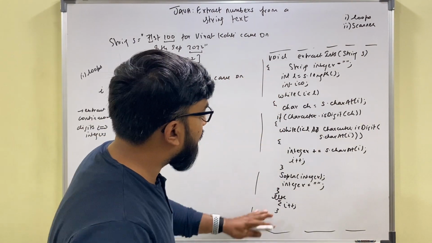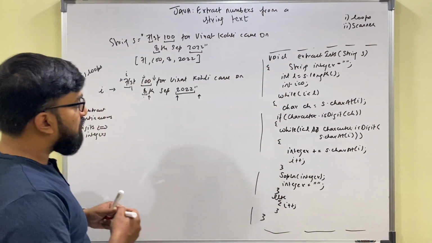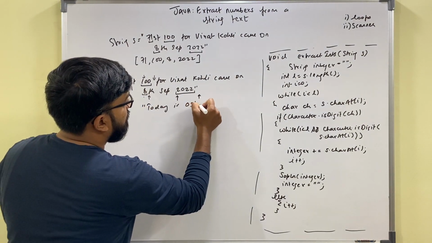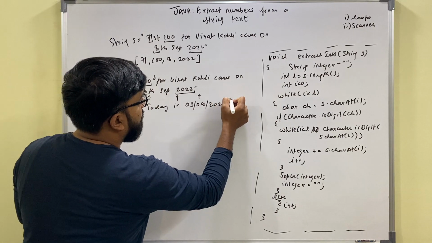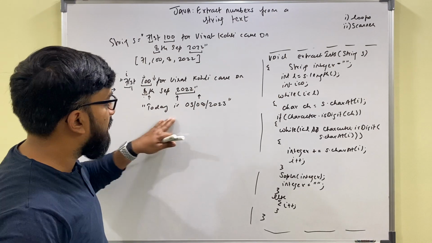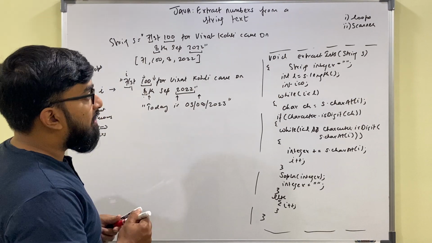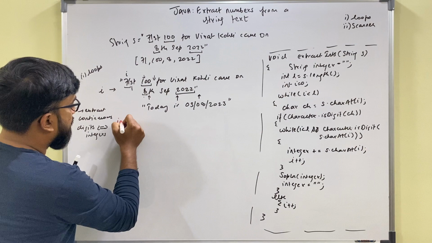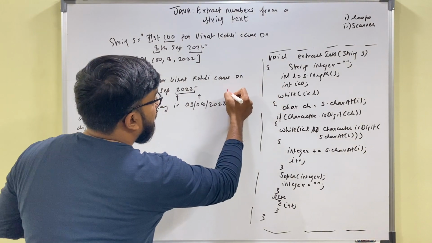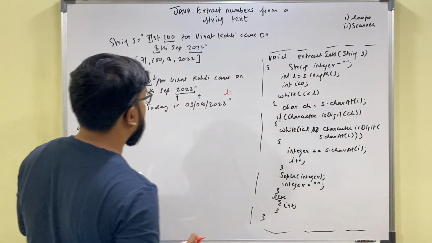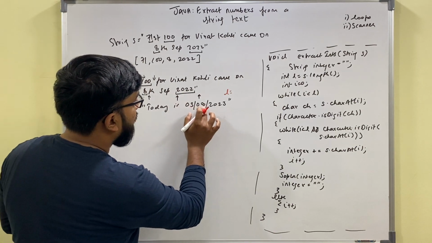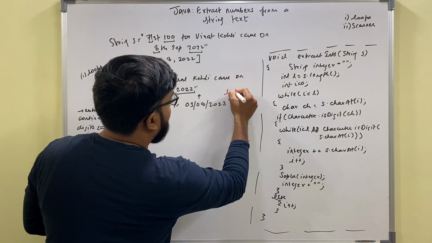So let me quickly dry run this code before I move on to my next method. I'm going to take a shorter string. I'm going to say today is 03/08/2023, and my output should expect 03, 08 and 2023 as the three integers in this text. So I'm going to start with integer as a blank string. I have L as the length of the string, which is going to be fixed. L is not changing. So L is 1, 2, 3, 4, 5, 6, 7, 8, 9, 10, 11, 12, 13, 14, 15, 16, 17, 18, 19.